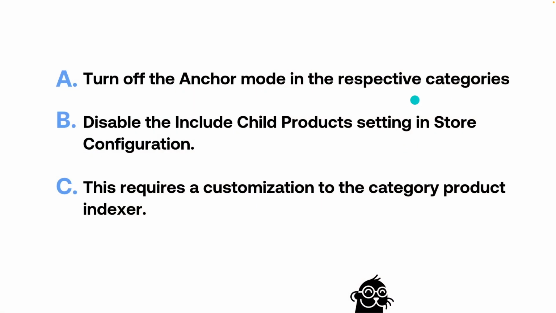So number 1, turn off the anchor mode in the respective categories. Option 2, disable the include child product setting in store configuration. Or C, this requires a customization to the category product indexer. Which of these answers is correct? And let's talk through each one individually.